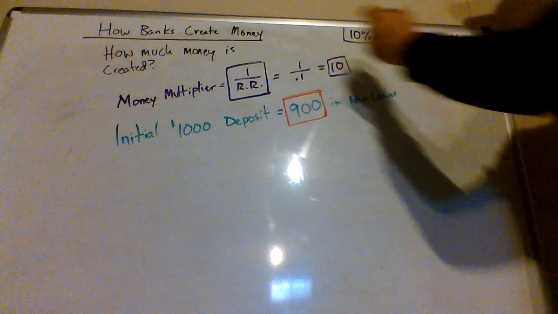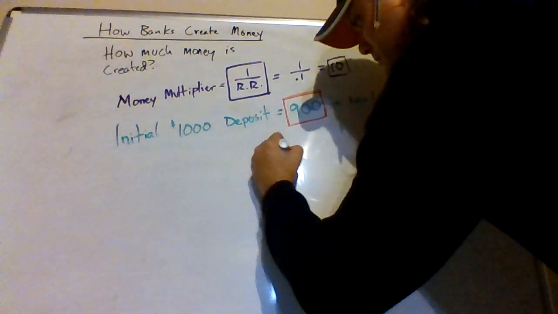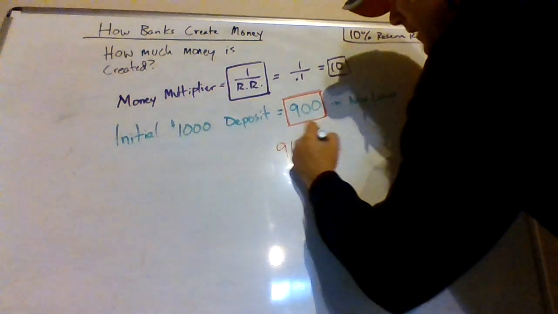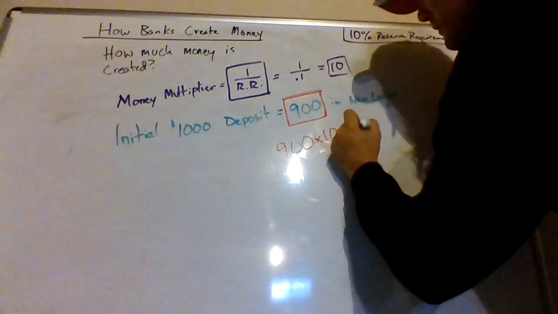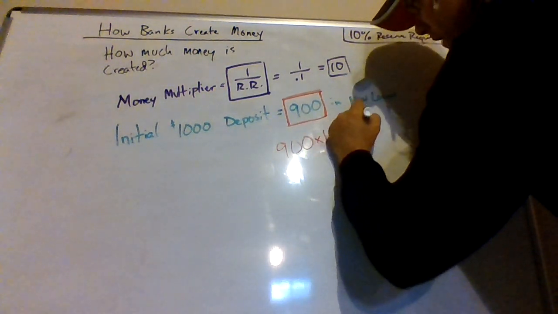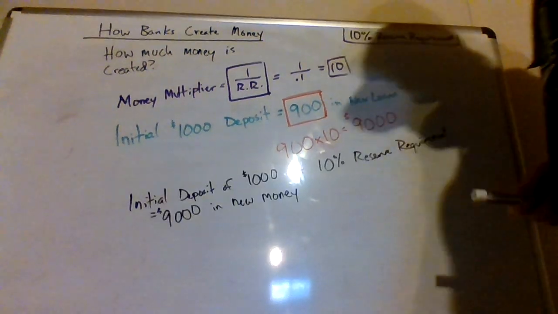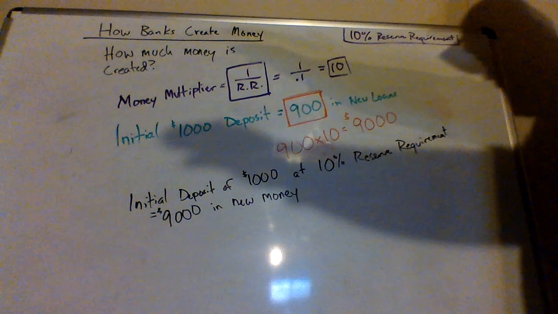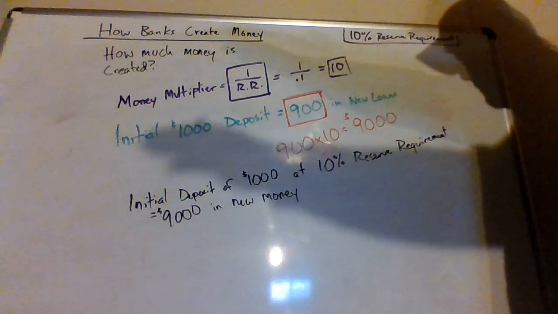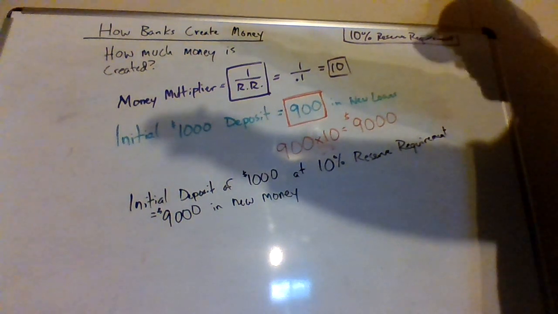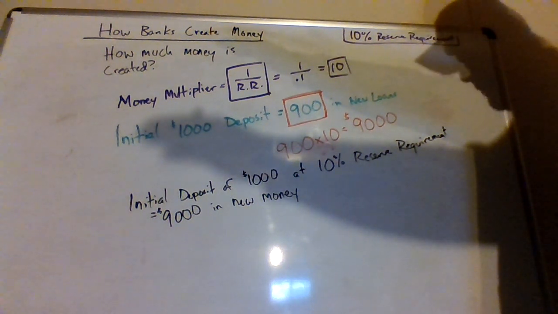So your 900 times 10 equals $9,000. All right, so what we find at the very end here is our initial deposit of $1,000 at a 10% reserve requirement equals $9,000 in new money available.